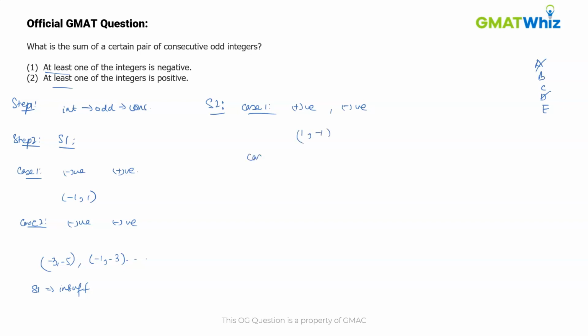And the other case would be that both the integers are positive. We can get multiple values which satisfy this case, such as 3, 5, or 1, 3 and so on. And hence we can conclude that statement 2 is also insufficient since we cannot get a unique pair of consecutive odd integers, and hence we cannot find a unique sum.